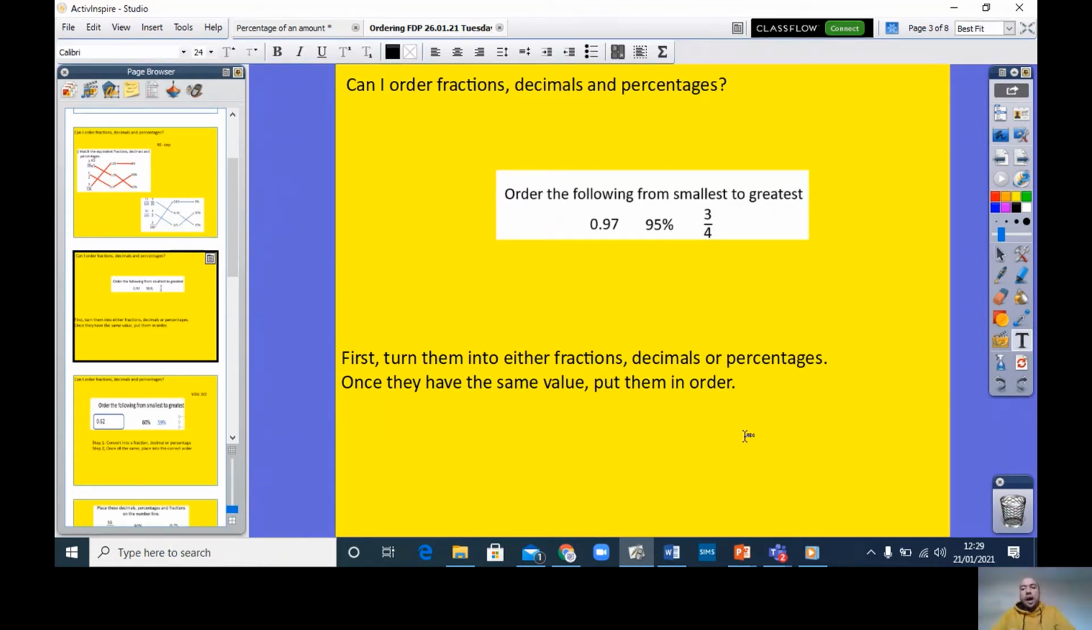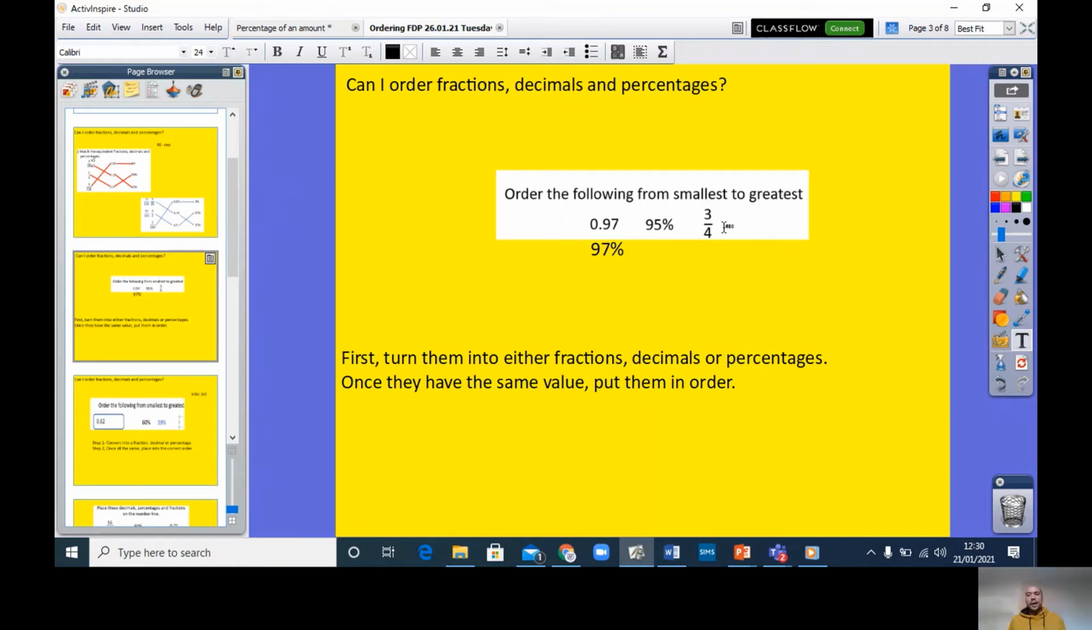Because I've got the choice, I'm going to turn them into percentages. So I've already been given one, and that's 95%, so that's already done. I'm then going to look at what I'm most confident turning into a percentage. It's this decimal here, 0.97. I can see already that 97 is in the hundredths column, so it's going to be out of 100, and it's going to be 97%. So I've already got 2.